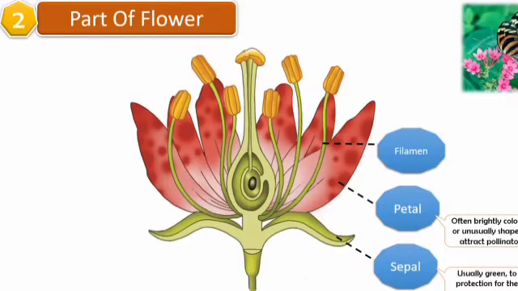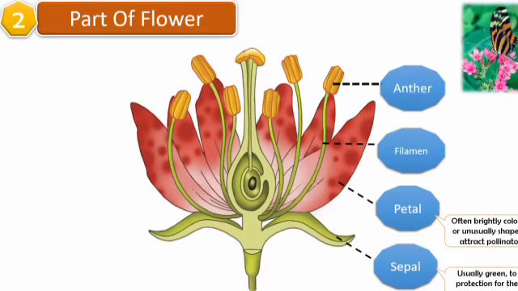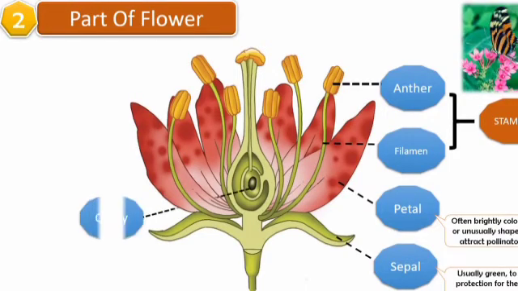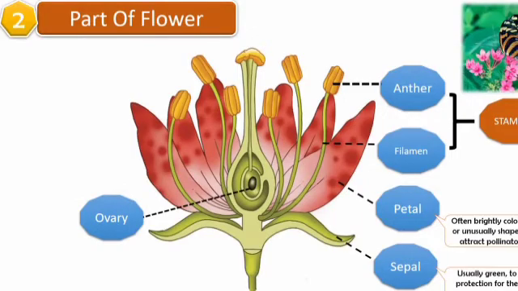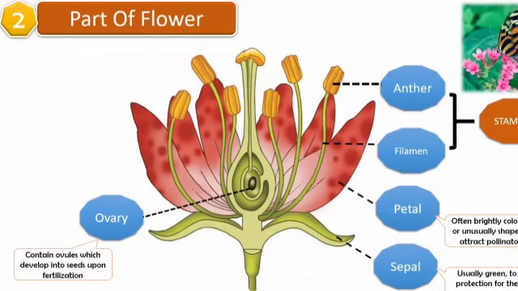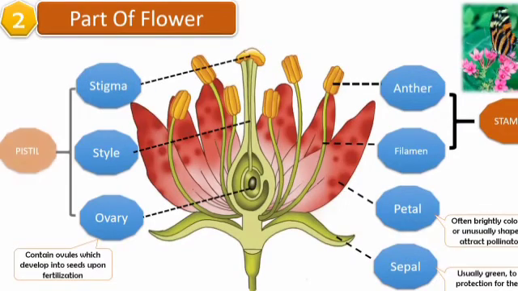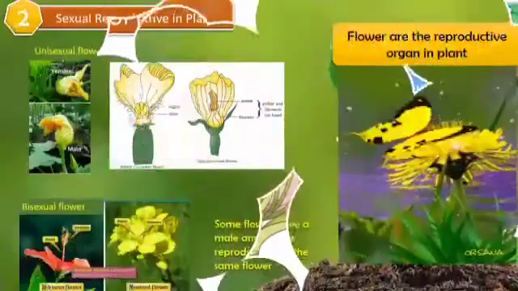The next is filament, and the fourth is anther. Anther and filament support each other to become the stamen. Next, ovary. The ovary contains ovules which develop into seeds upon fertilization. Next is style, then stigma. Stigma, style, and ovary are the female parts, placed on the pistil.